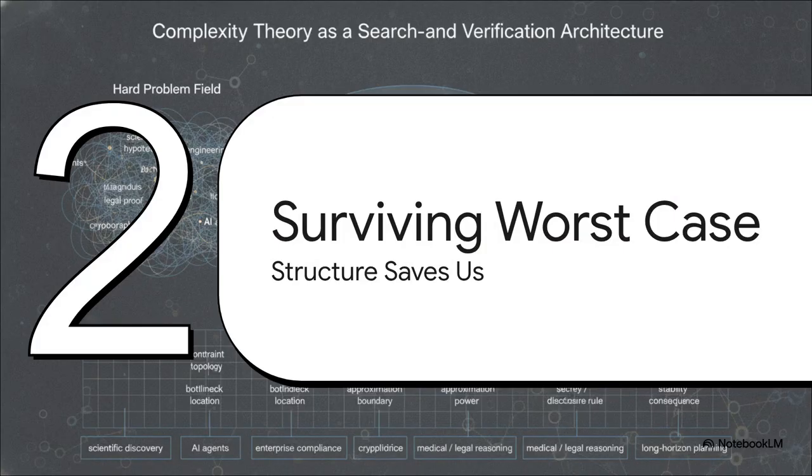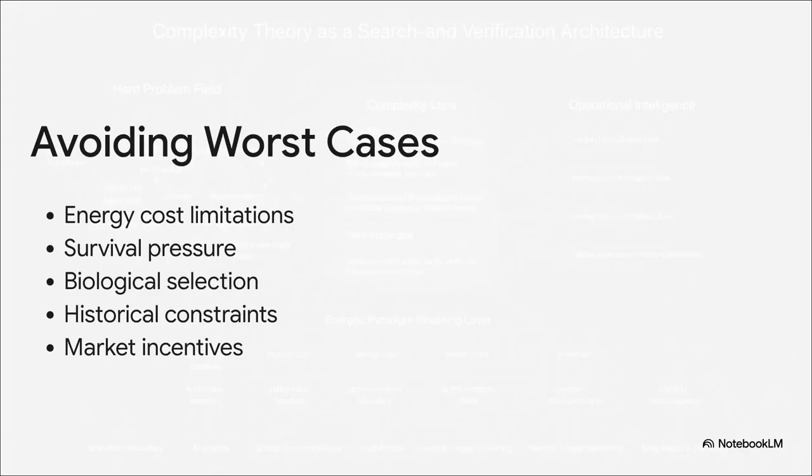Moving on to Section 4, Surviving the Worst Case. Because here is the real secret of it all. Worst-case hardness doesn't mean every single real-world instance is impossible to solve. Real-world systems just aren't random, worst-case mathematical objects.